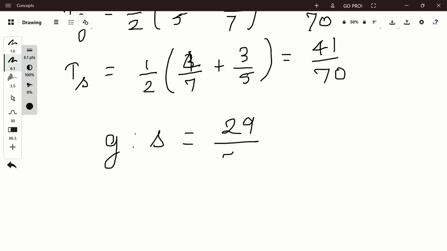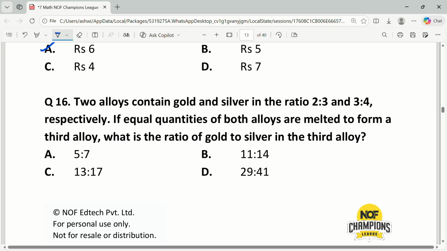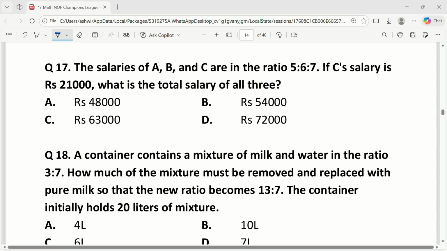The ratio of gold to silver in the third alloy will be 29 upon 70 is to 41 upon 70, which is equal to 29 is to 41. Comparing with the given options, the answer is D, 29 is to 41.